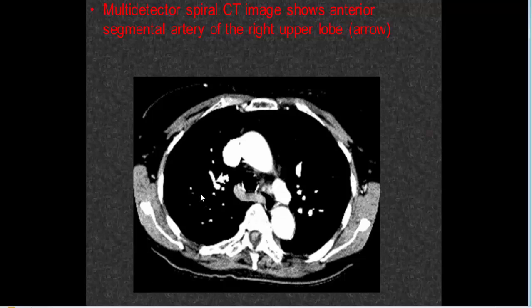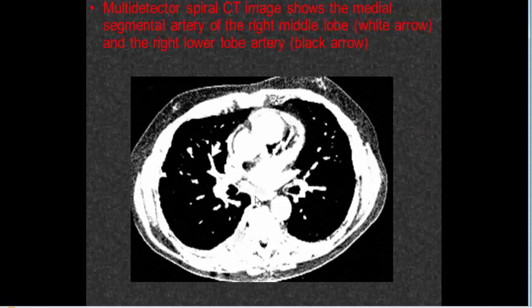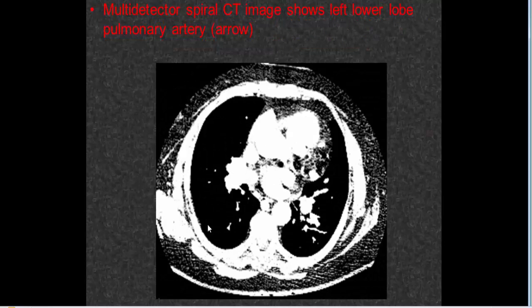Multi-detector CT shows the anterior segmental artery of the right upper lobe, the right upper lobe segmental artery. With this slide, we see the medial segmental artery of the right middle lobe and the right lower lobe artery. Here is the medial segmental artery of the right middle lobe again, and then we see the left lower lobe pulmonary artery.